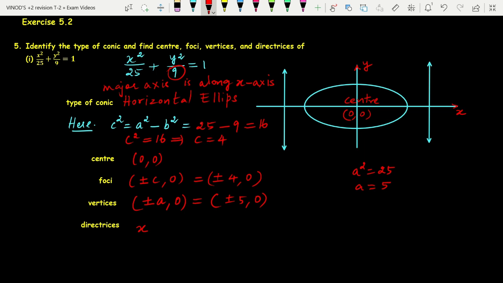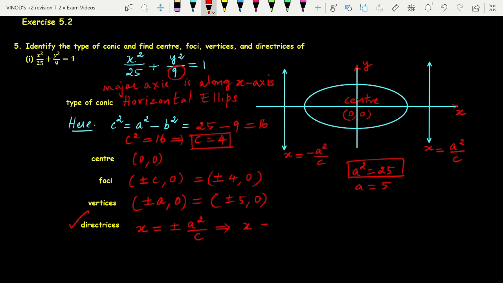Directrix. This is your directrix: left side directrix and right side directrix. Right side directrix equation is x is equal to a square by c. And left side it is x is equal to minus a square by c. So equation of directrix you can write as x is equal to plus or minus a square by c. Substitute a square value 25 and the c value as 4. So equation of directrix is x is equal to plus or minus 25 by 4.